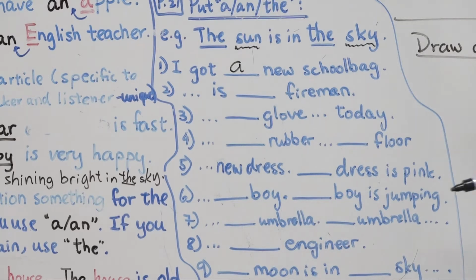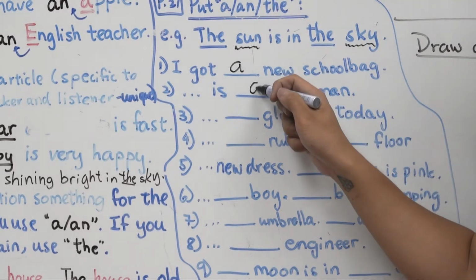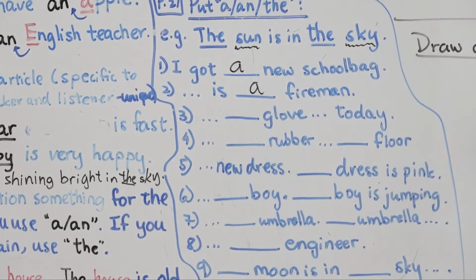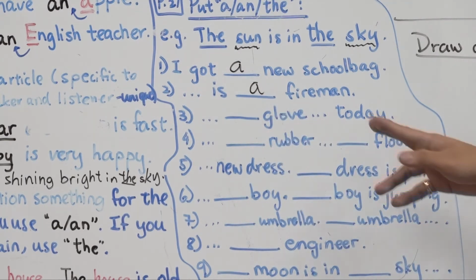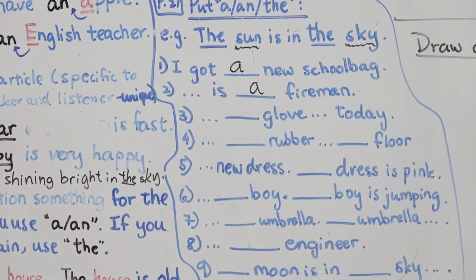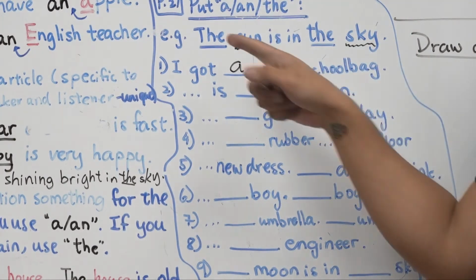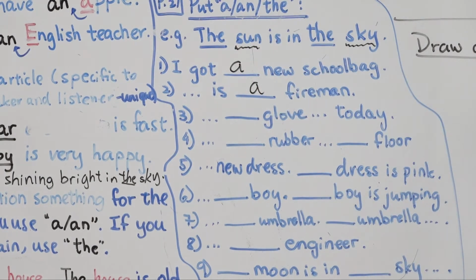Very good. We have to use a as well. So, my father is a fireman. Again, we cannot use the because it's only mentioned the first time. But Mr. Joe, how come in the example, the sun is in the sky? We only mentioned the sun once and the sky once. How come we use the? Well, that's because we only have one sun and we only have one sky.